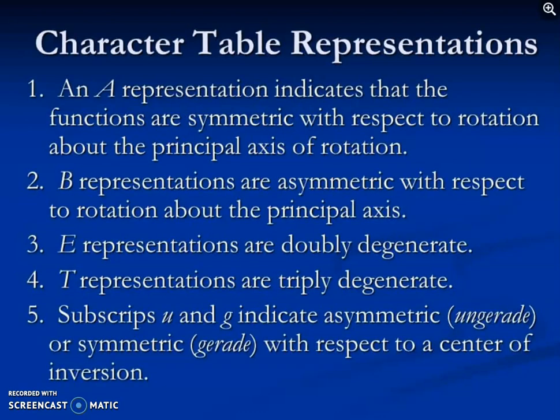So A representations indicate the functions are symmetric with respect to rotation about the principal axis of rotation. B representations are antisymmetric with respect to rotation about the principal axis. E representations are doubly degenerate and T representations are triply degenerate. Subscripts u and g indicate ungerade, or antisymmetric, and gerade, or symmetric, with respect to a center of inversion.